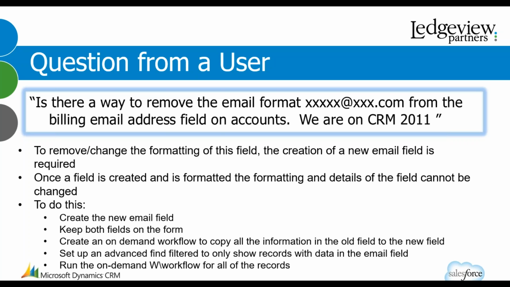So once you've created that new field, add it to the form, keep the previous email field on the form, and then create an on-demand workflow that essentially copies the information that exists in the business email address field and copies it to the new email field that you created. That way you're not losing any information. Set up an Advanced Find filter to only show records with data in that business email address field. Then run the on-demand workflow for all the records.